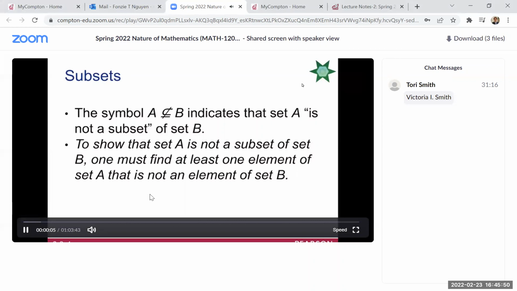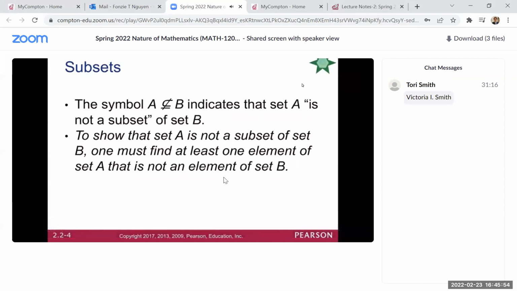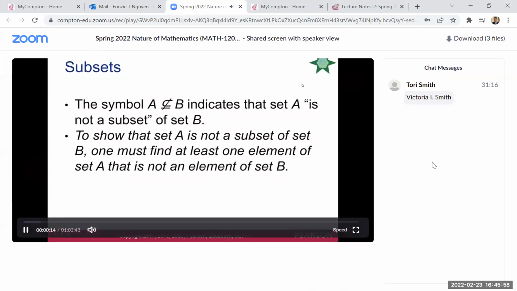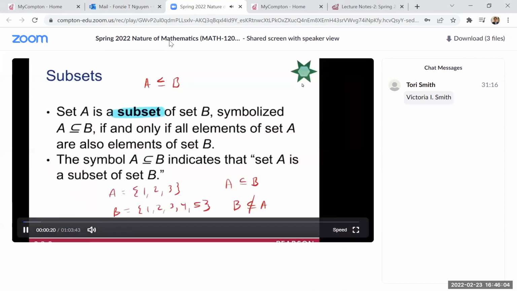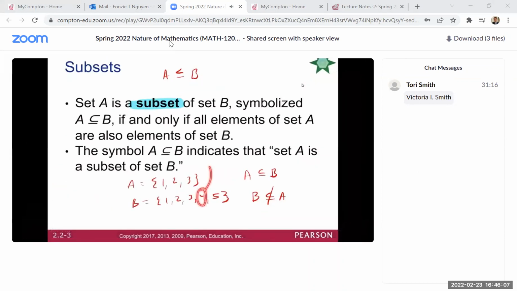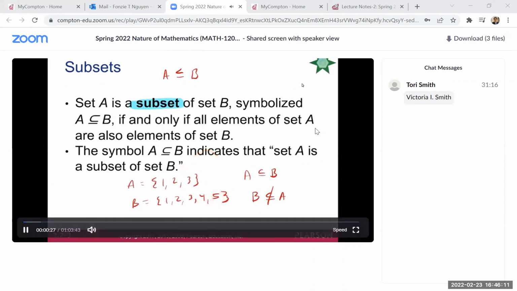That indicates that set A is not a subset of set B. All right, so we just talked about that. To show that set A is not a subset of set B, one must find at least one element of set A that is not an element of set B. So over here, we said you could say 4 is not an element of set A, or you could say 5 is not an element of set B. That's why it's not a subset.